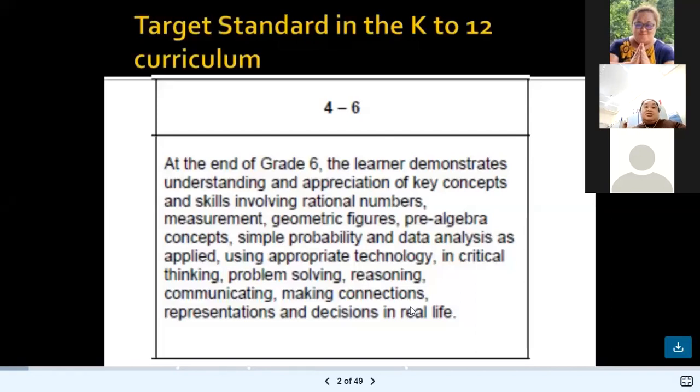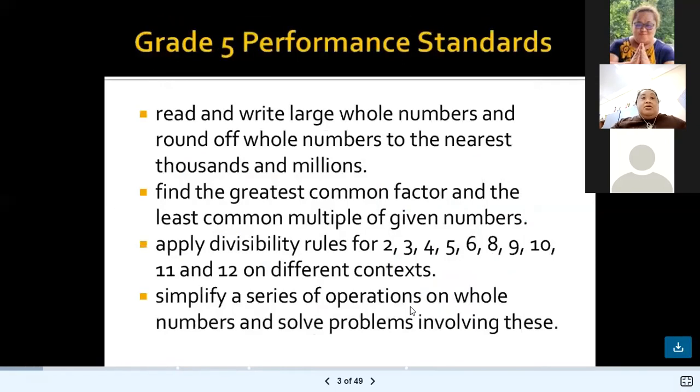So let's start first with the target standard in a K-12 program. This is one of those for the intermediate grades. At the end of grade 6, the learner demonstrates key understanding which involves the following. So here are the key performance standards for grade 5. Who could discuss this part?